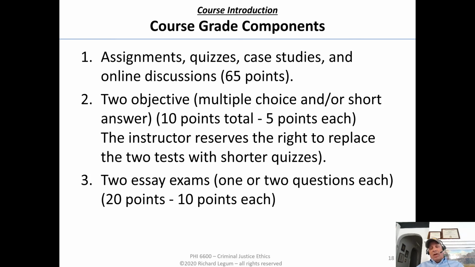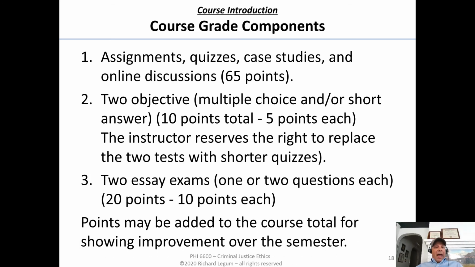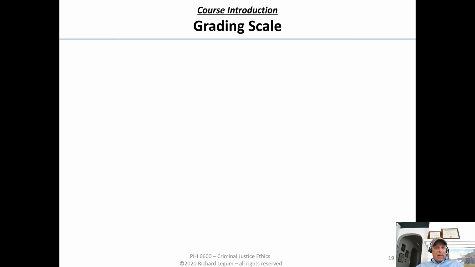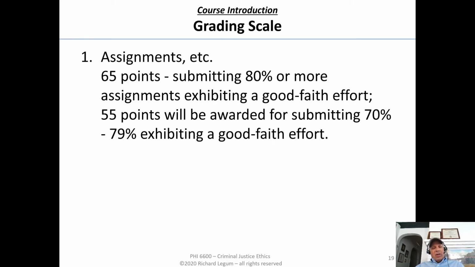Each of the essays, and there'll be one at the final also, it'll be one or two essay questions each, and they'll be worth 10 points each or 20 points. You can see the essays will be a little bit more important, but don't get nervous yet if you don't think you're a great writer and you're worried about that component. And I want to mention that points will be added to the course total if you show improvement over the course of the semester or if you've done extra work. But now let's go into each of these components to understand how they in particular get graded. And that is, here's the scale for assignments, etc. The assignments, the things that you've been submitting all along.